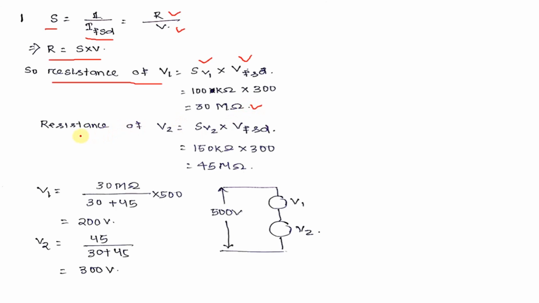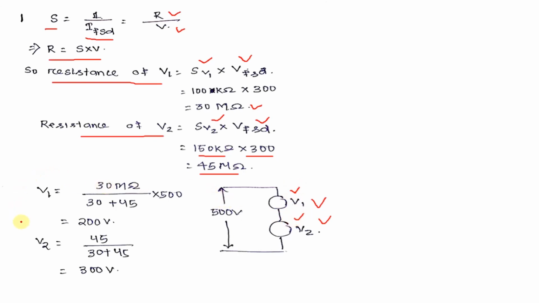Similarly, we can calculate the resistance of the second voltmeter, that is the sensitivity of the second voltmeter into the full scale deflection of the second voltmeter. So that is equal to 150 kilo ohm into 300, that is 45 mega ohm. Now it is asked in the question that those voltmeters are connected in series. So we have connected them in series. Okay, that is, V1 and V2 are connected in series.